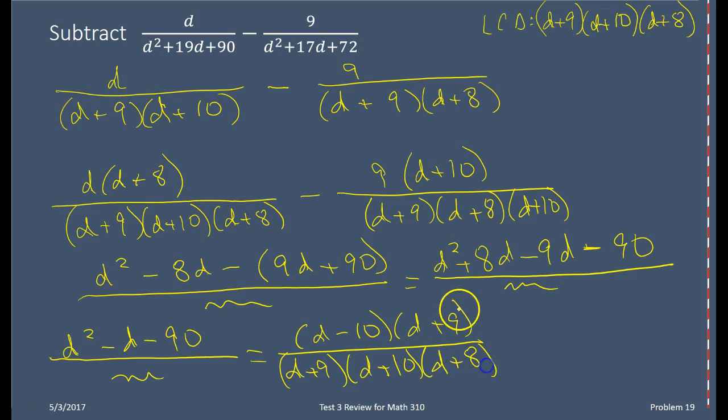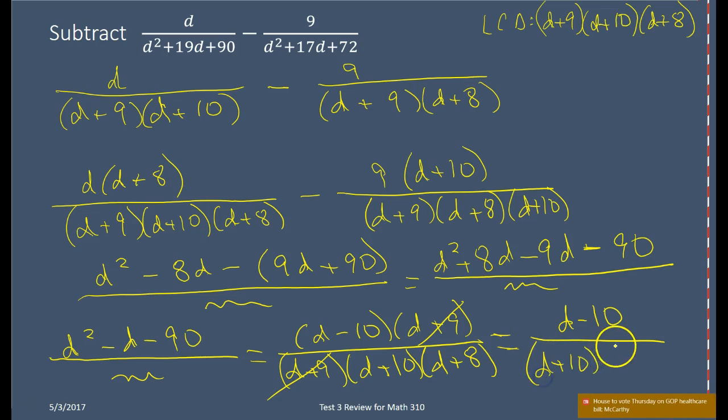Because I can cancel out the d plus 9's. I can't cancel out anything else. So then I'm left with d minus 10 over d plus 10 times d plus 8. And that's our answer. And that brings us back to the end of the video.